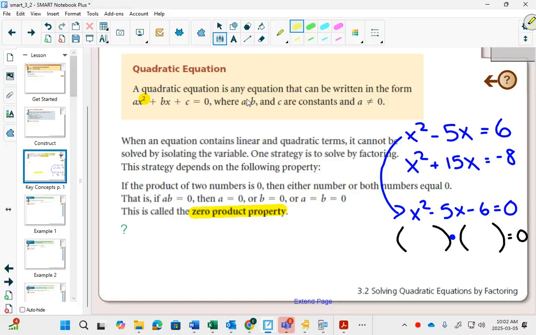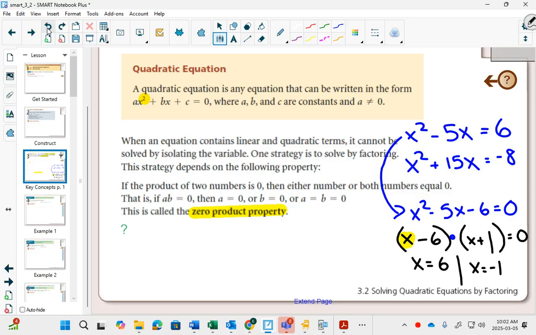So when I factor this to be x minus 6 and x plus 1, I now change my adding to multiplying. And if it's multiplying, we can use the zero product property to say, well, either this one is 0, so x is 6, check it out, 6 worked. Or this one is 0, x is minus 1. Check it out. It works.